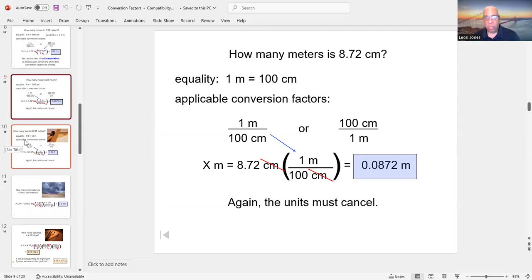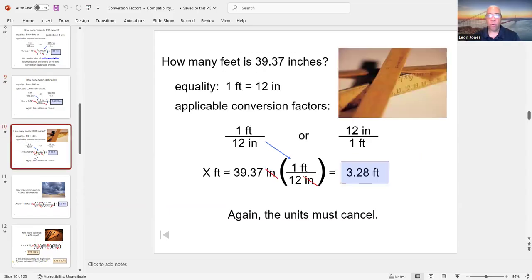And this is what you're going to see in physics. You're going to see a lot of these problems. Know your conversion factors. Now, how many feet is 39.37 inches? Well, you think about it. 1 foot equals 12 inches. So again, the applicable conversion factors are 1 foot to 12 inches or 12 inches to 1 foot. So what are we doing here? We are going to convert inches to feet. So therefore, I take 39.37 inches and I want to go to feet. So I know 1 foot, that's what we're going to come up.